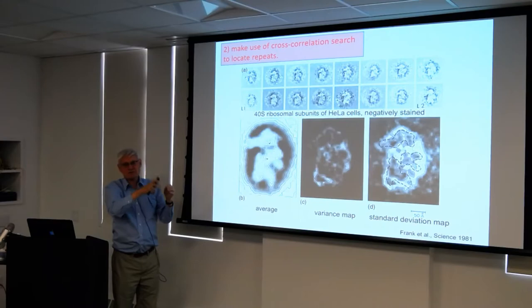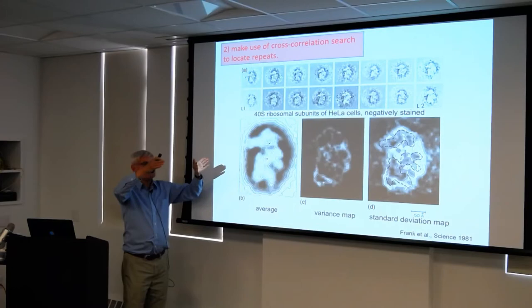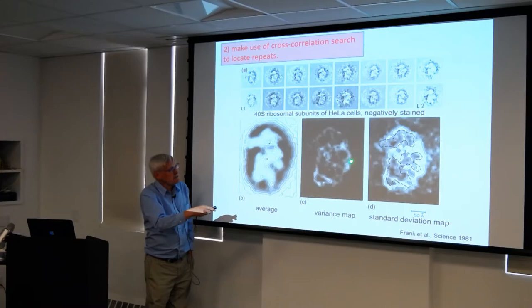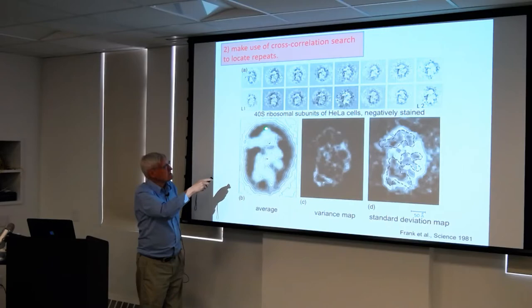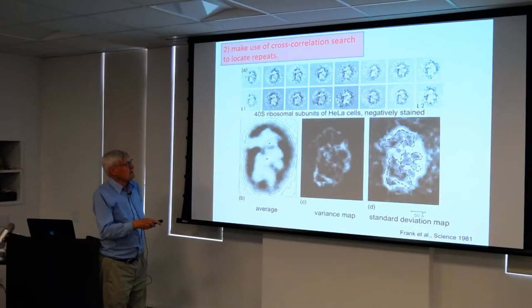Now, the interesting thing here is that since the lapping up of the stain is to different extents for each molecule, when you compute the variance map, then you see that we have a shell of very high variance that goes around the periphery of the molecule. Okay? So from this variance map, you can directly see the variation in stain level.